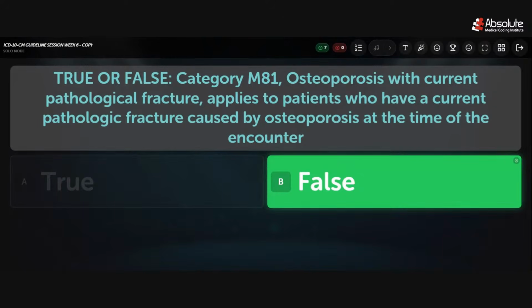Category M80 is going to be the category for osteoporosis with current pathological fracture, and that's what would make that one incorrect. Category M81 is the category for osteoporosis without fracture. So those are the differences between those categories, and that's what makes this statement false.